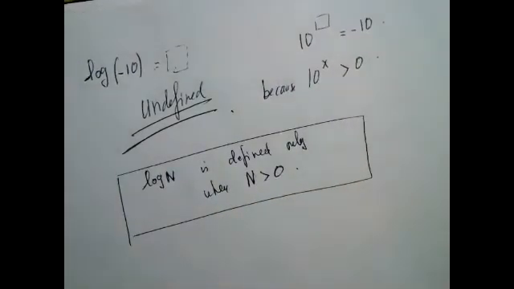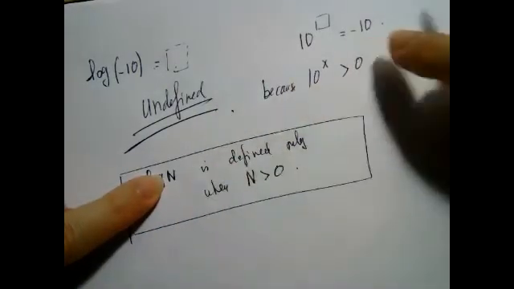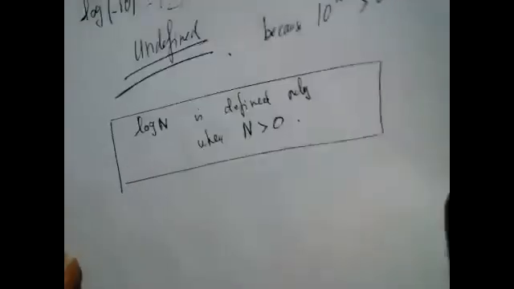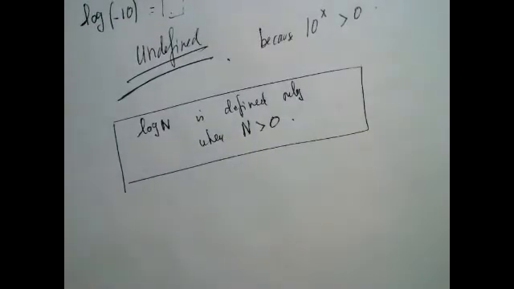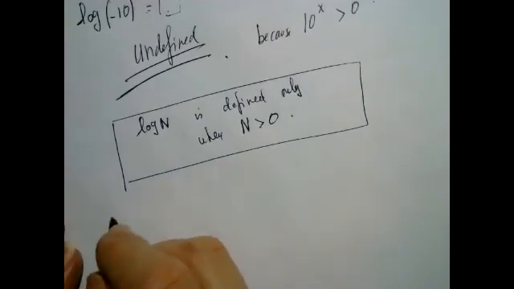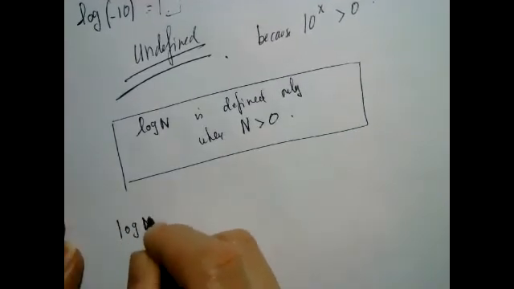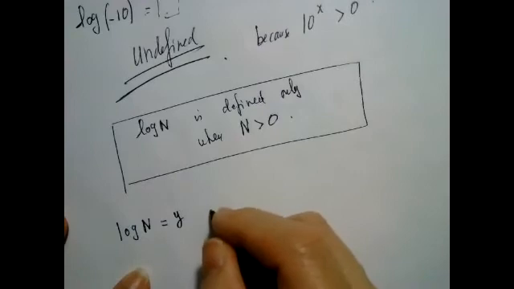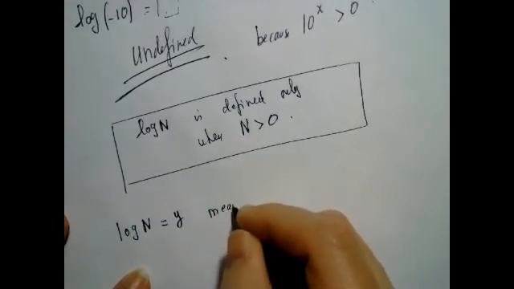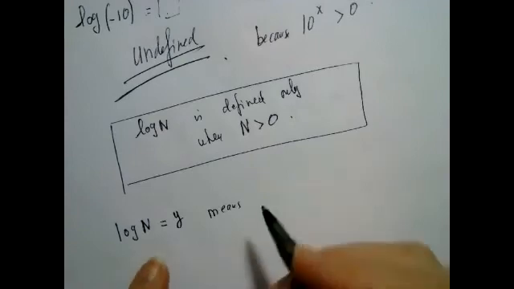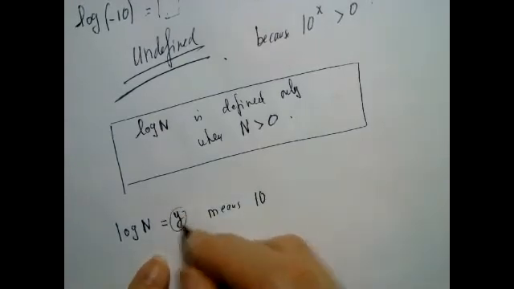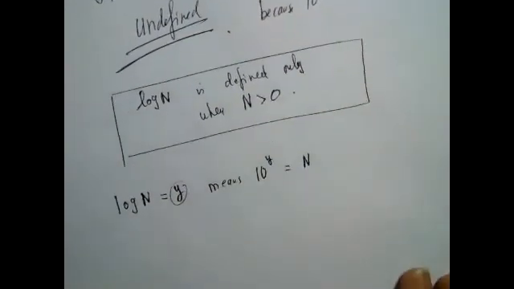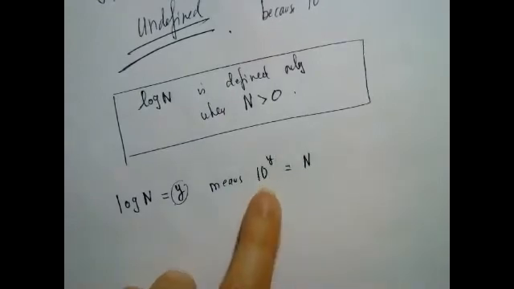Okay, it only makes sense when the number you put inside is positive, otherwise the definition falls apart. All right, now before we keep going, I'm going to do another practice problem like this. When I tell you log n equal to y, where y represents the box that I am talking about, it means if you take 10 to the power of this box, you're going to get n back. That's really the relationship. So log n equals y means 10 to the y is equal to n.